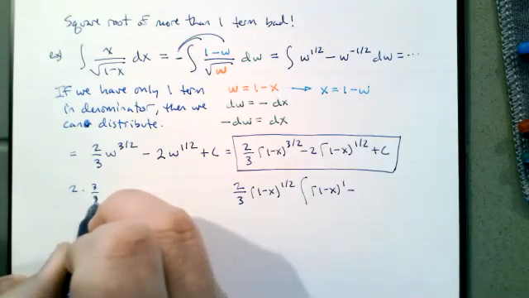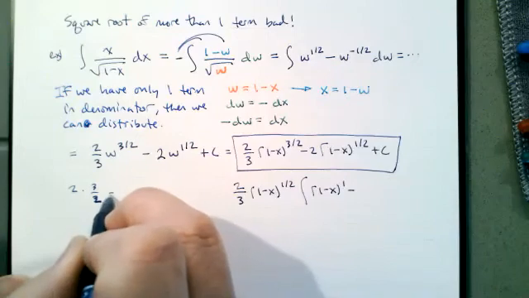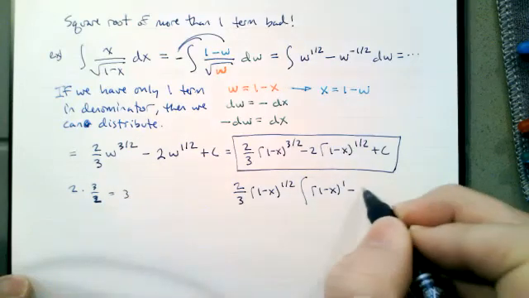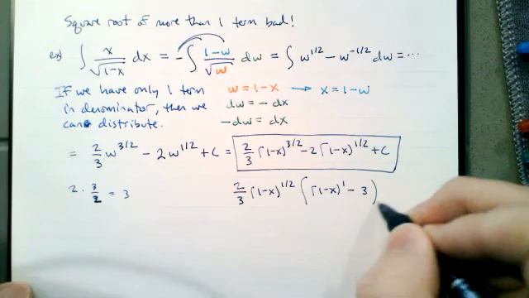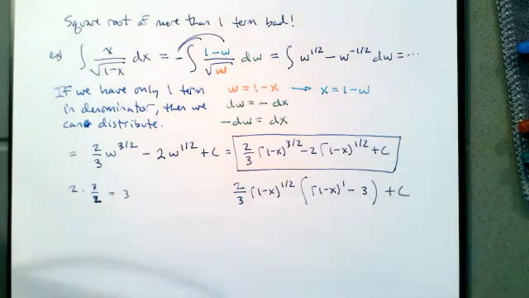Oops. So 3, is that going to be a 3? That's arithmetic. I'm not very good at arithmetic. 2/3 times 3 is 2. Oh yeah, the 3's canceled, duh.